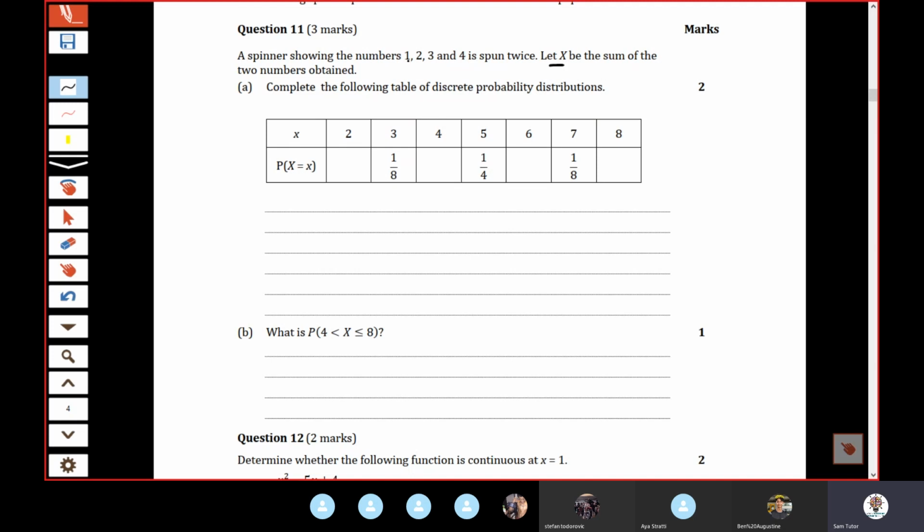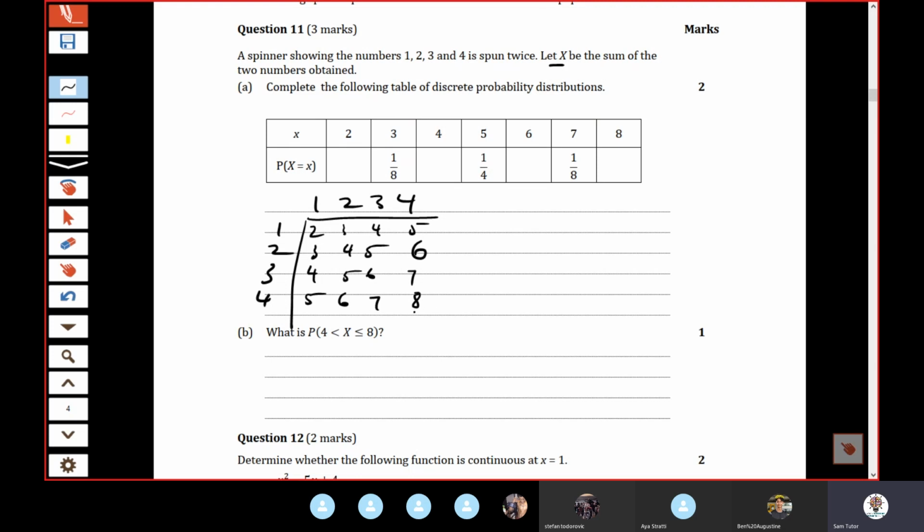So, like I said, I'm just going to show it to you. This is the way I would do it. I would list out 1, 2, 3, 4, and I would also list out 1, 2, 3, 4 this way, because it's spun twice, just like you would have done with the dice. And then X is the sum of the 2 numbers, so you could get a 2, 3, 4, 5. You get a 3, 4, 5, 6, and so on. 4, 5, 6, 7. And then 5, 6, 7, 8.